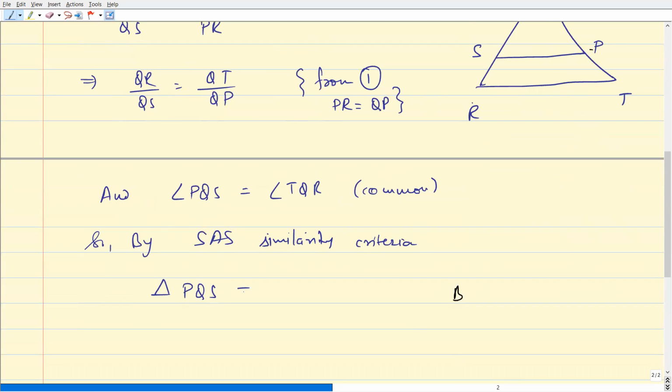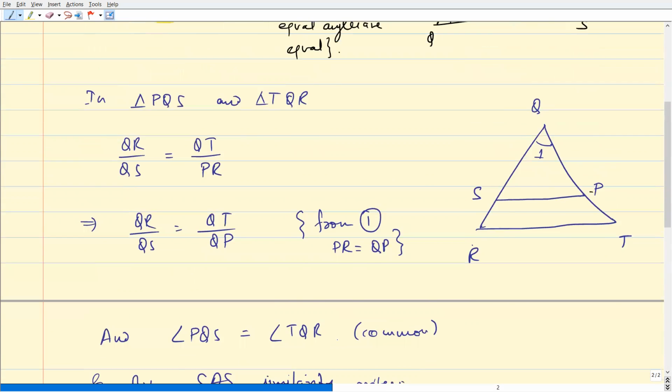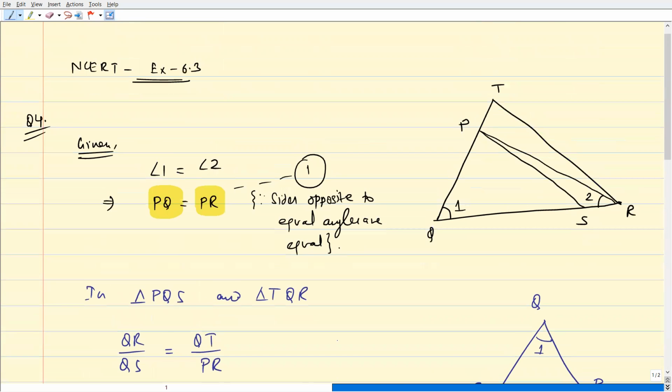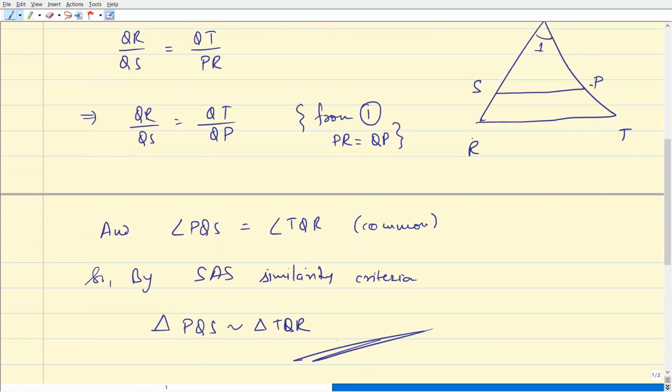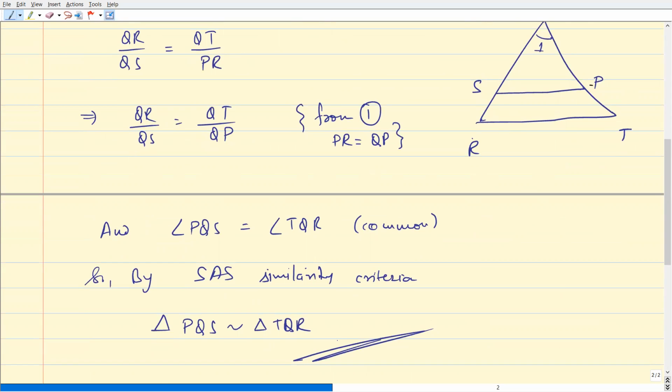Triangle PQS is similar to triangle TQR. Is that how it would be right? Everyone is okay with this, guys? Confirm? Yes, sir. Okay. Tanushri, Hari, this was your question. Confirm quickly. Is it okay? Yes, sir. And any other questions?